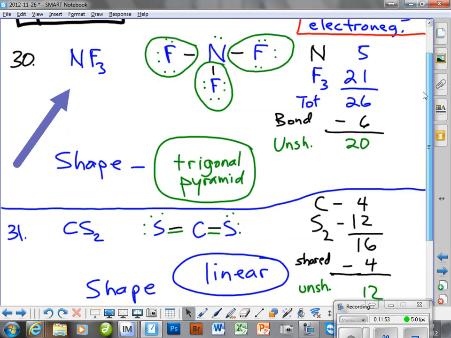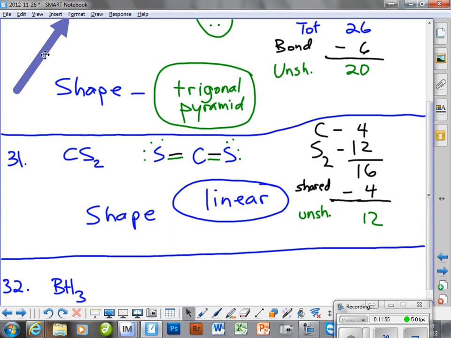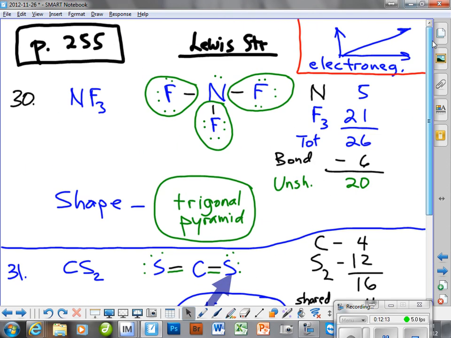Going down here to the next example, this was CS2, carbon disulfide, and we started out laying out the molecule, carbon in the middle because it's in column 4 and sulfur is in column 6. And in column 6, the electronegativity will be larger, as we see by the trend up here. The electronegativity increases as we go from left to right.